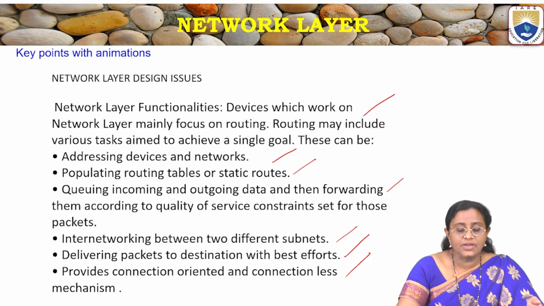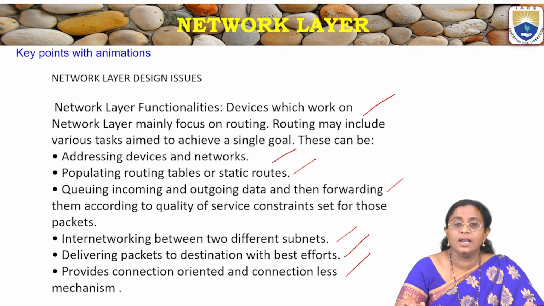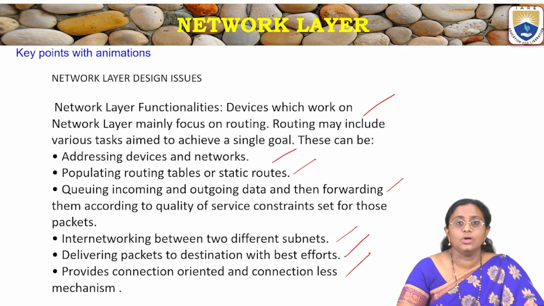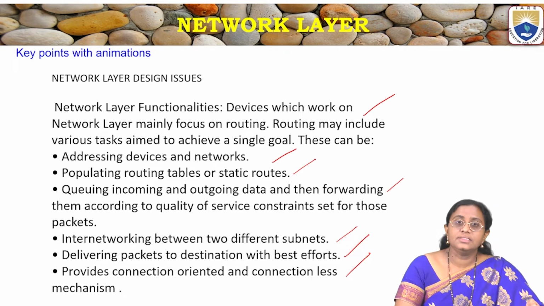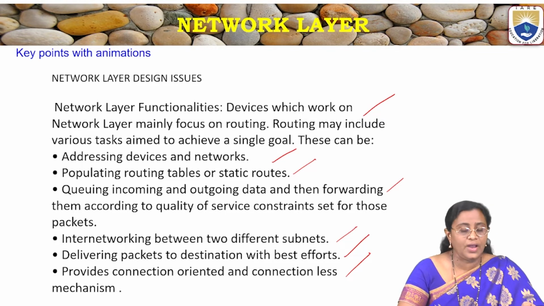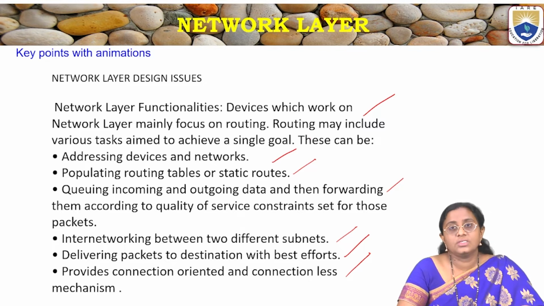So coming to the network layer functionalities, the devices which work on the network layer mainly focus on routing. Routing means establishing a physical path or a logical connection over which data packets can successively be transmitted from one node to another node. The first node we call the sender, the second node we call the destination. This type of routing may include various tasks aimed at achieving a single goal. Those can be defined in another way. The first one is addressing devices and networks, and the second one is populating routing tables or static routes.